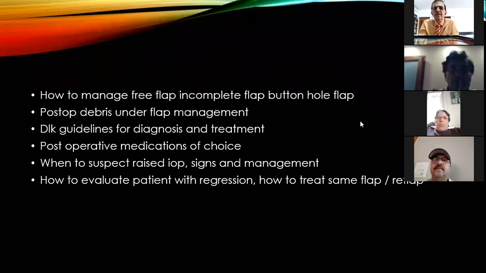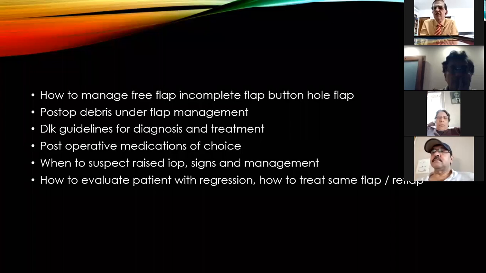So I think this covers this well, Swapnesh. Yes. So next we move on to the flap complications. Can each one of the panelists tell how to manage a free flap, then an incomplete flap, and then a buttonhole flap? So I think let's give one of these to each. Yes. Baja, if you take the free flap and maybe Nitin take the next one, incomplete flap, in that way.